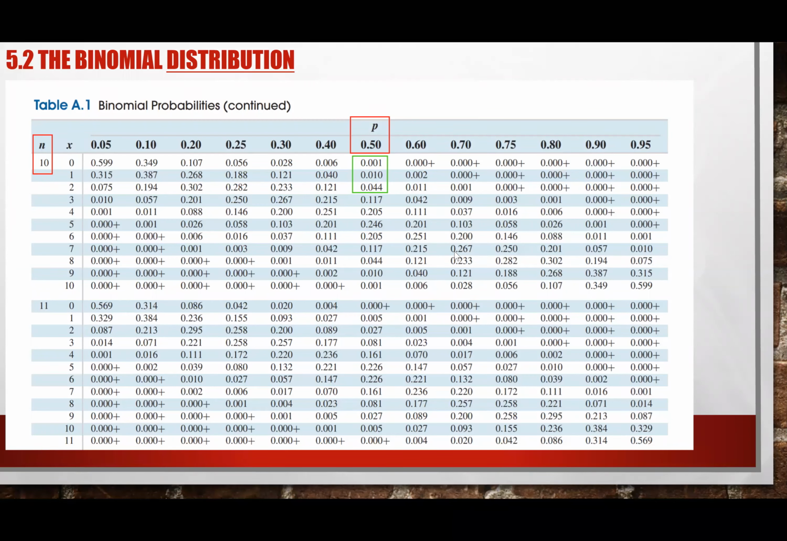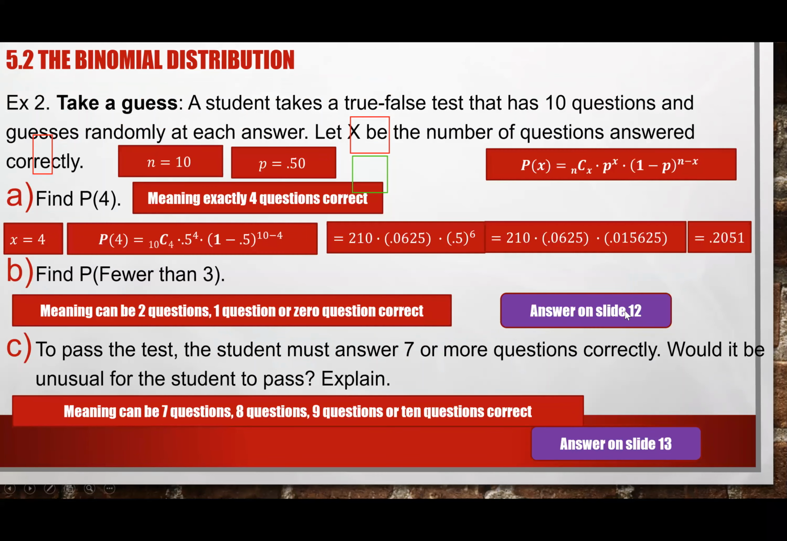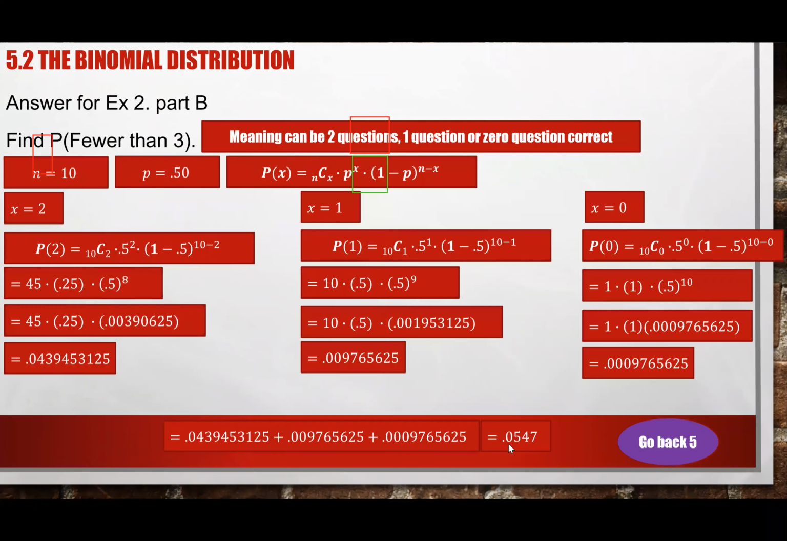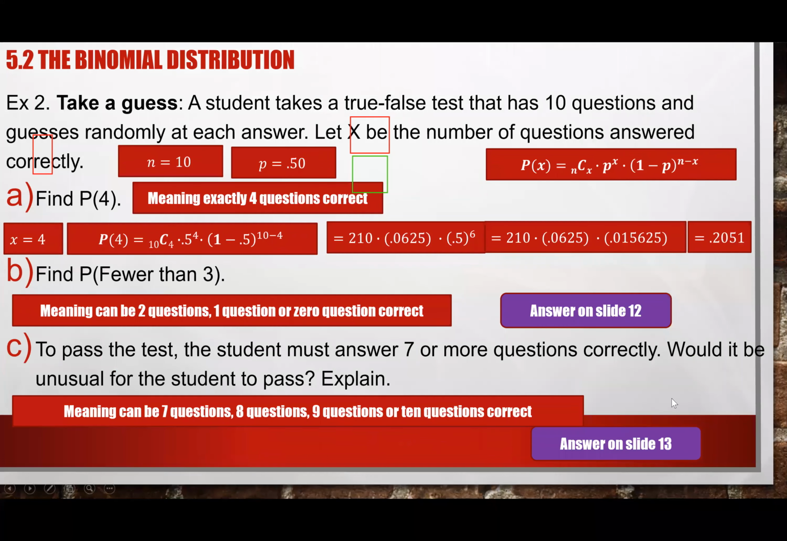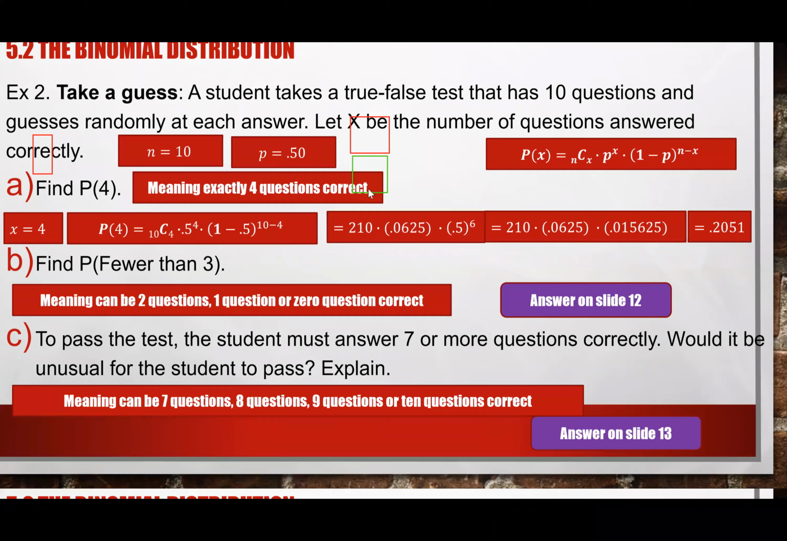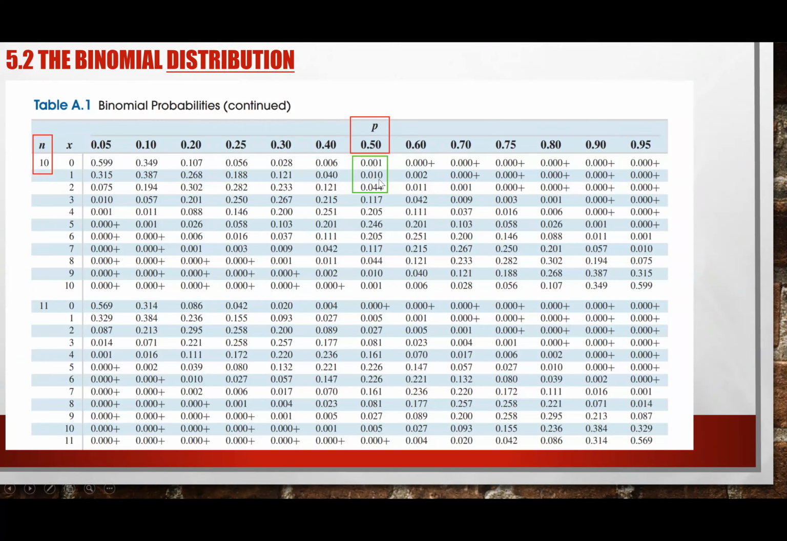So this is the same as the answer we gave you before, which was 0.0547, with 4 decimal places. Looking at this, if you use the table, you take 0.044 plus 0.010 plus 0.001. If you add these 3 numbers, you will get close to that, which is 0.055. Okay, so the second method, hopefully you say, oh, the second method is easy.